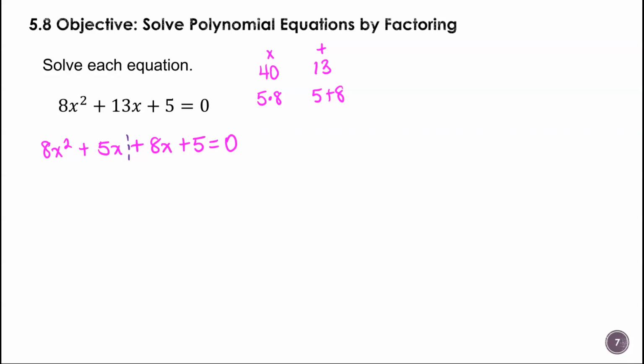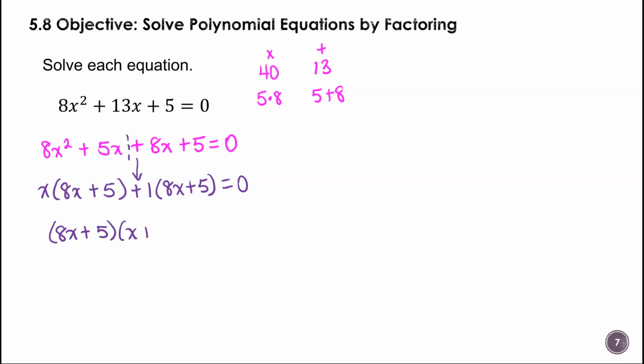All right, the common factor for 8x squared and 5x would be x, and that leaves me 8x plus 5. On the second pair, 8x and 5, the only common factor is 1, and I need to make sure that I write that there. You always want to put your plus sign so you don't lose anything, and that's 8x plus 5. Without the plus sign, it looks confusing, so that's the one thing you want to make sure you have there. And so my factors are 8x plus 5 times x plus 1.